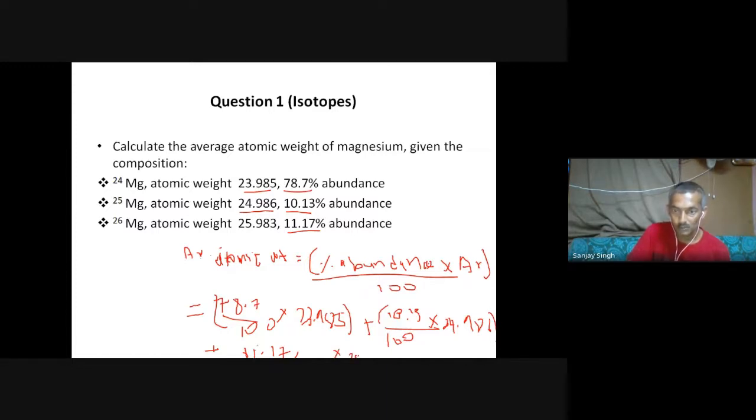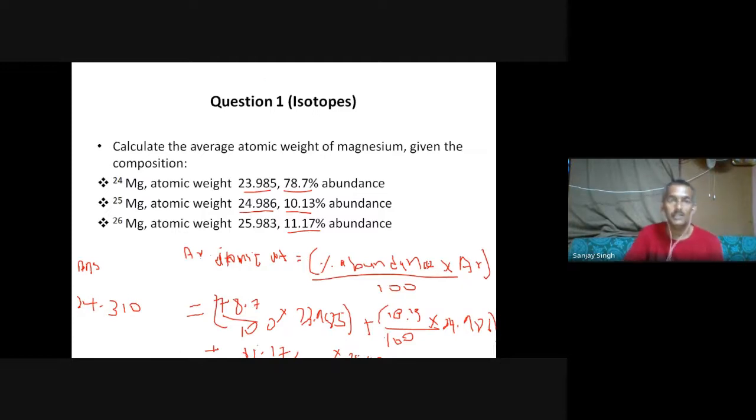25.983. So if you use your calculator, you should be able to get 24.310. So that's the answer for the first part of the question. You can also try this question later on as well. So just write down the answer on the side here, 24.310. You can use the calculator to find the value for that.